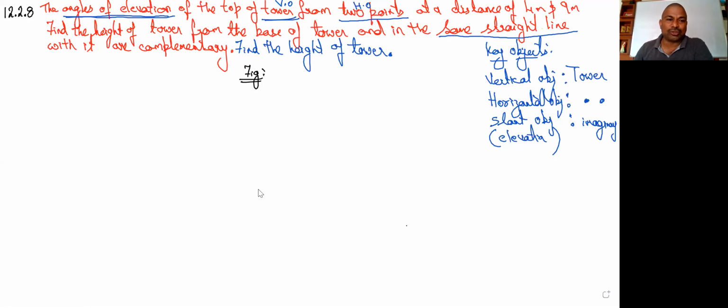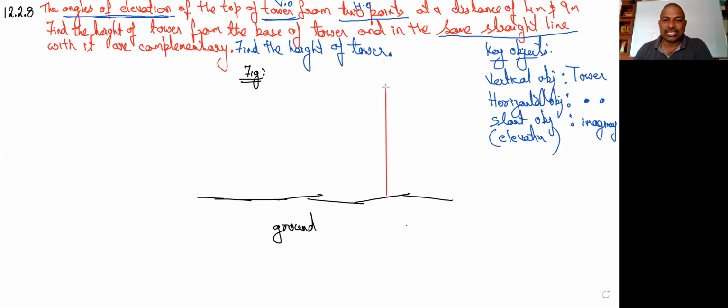The first thing I like to draw is the ground. I like to take this as the ground. On the ground, the first thing I like to make stand is the tower. This is the tower. I like to label it as A and B. He didn't give the height of the tower. As he didn't give the height, I like to call it H.